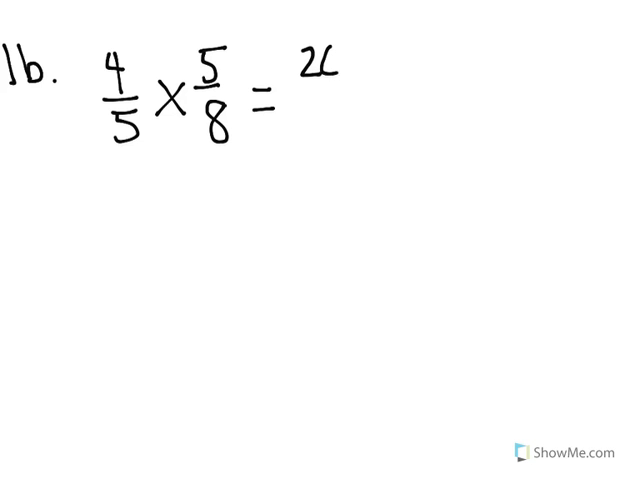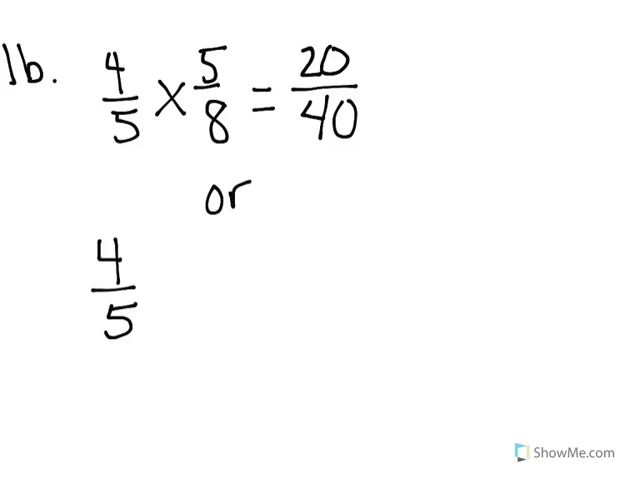Okay, so I am going to do problem 1b, which is 4/5 times 5/8. I can follow the algorithm and just simply multiply my numerators. 4 times 5 would give me 20, and my denominators, 5 times 8, would give me 40. Or I can look to cross-divide.